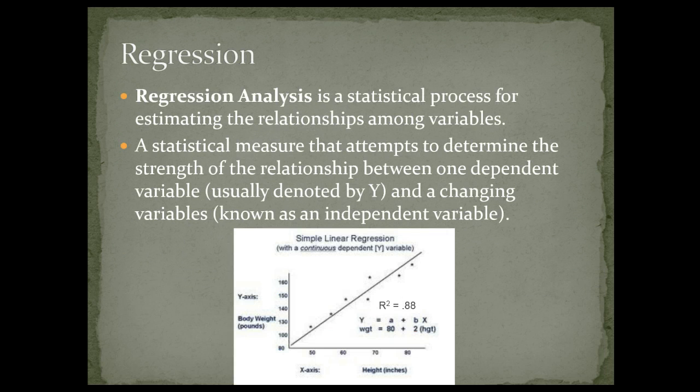Simple linear regression. This is only comparing one independent variable to the dependent variable. It attempts to determine the strength of the relationship, and obviously the dependent variable is denoted by y, and the other variable, the predictor, is the x variable. And here we're looking at body weight as the dependent and how height affects that.